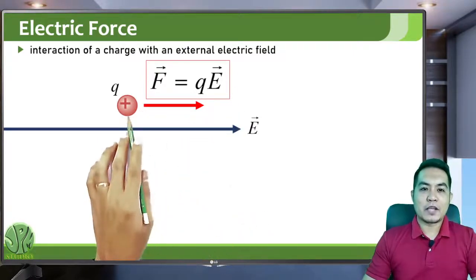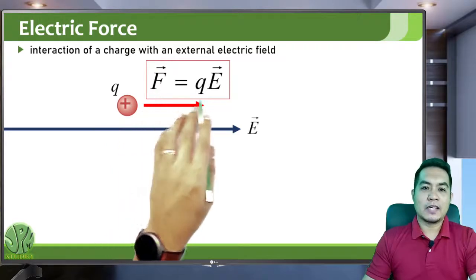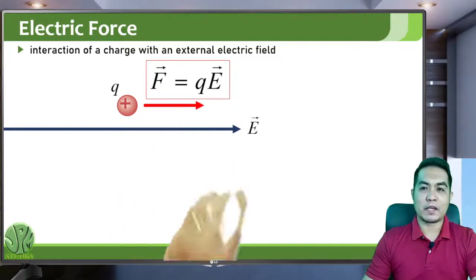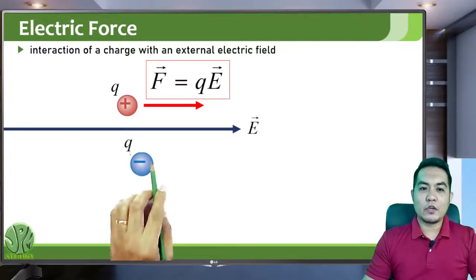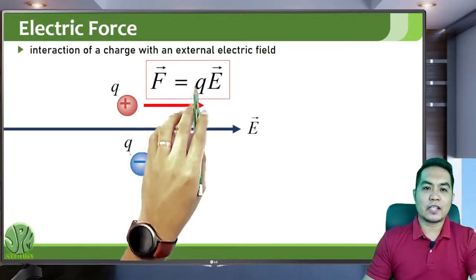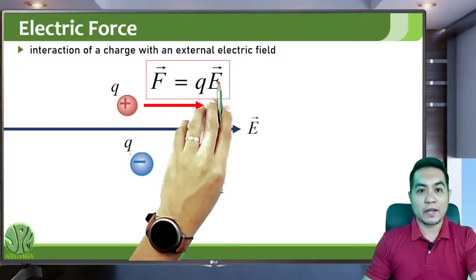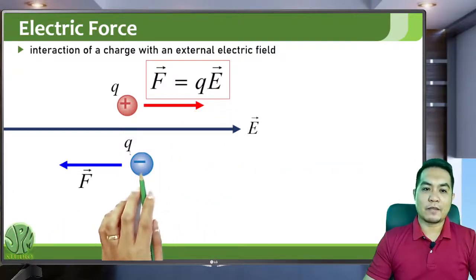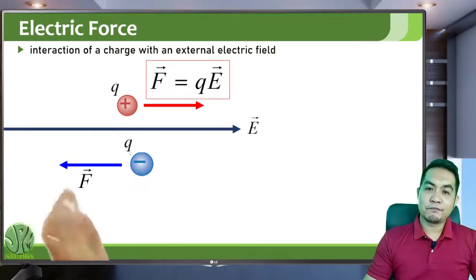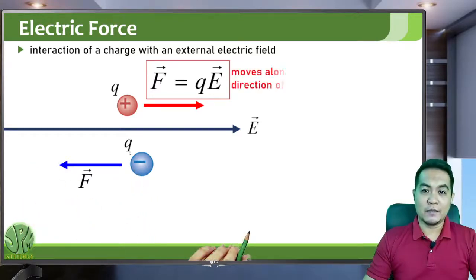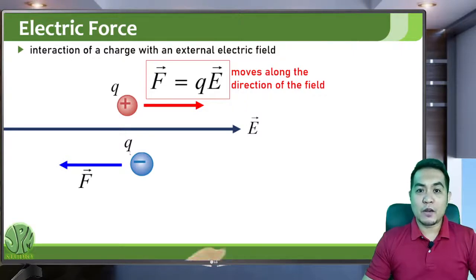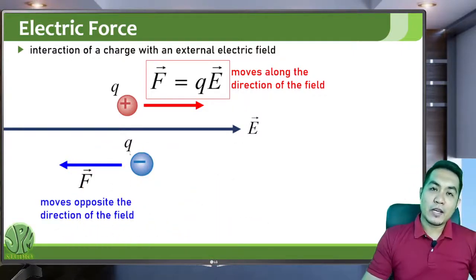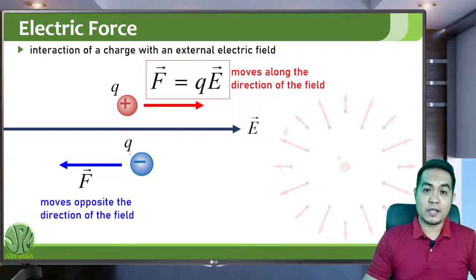In the case of positive charges, you will notice that the direction of the force is the same direction as the electric field if Q is positive. On the other hand, if Q is negative, then there's a negative sign, and the negative of a vector is antiparallel. Meaning the force on a negative charge will be opposite the direction of the electric field. So a positive charge moves along the direction of the external field, while a negative charge moves in the direction opposite to the field.